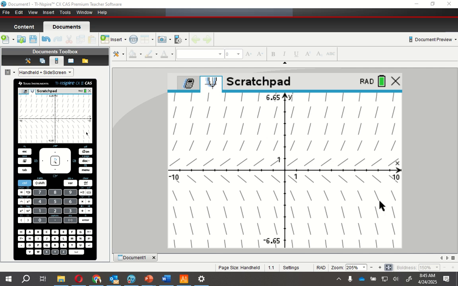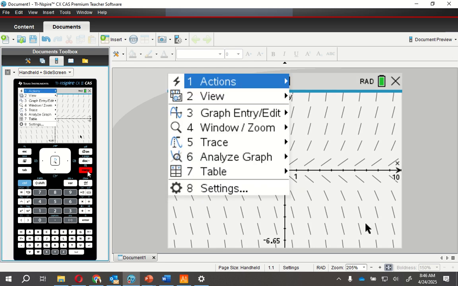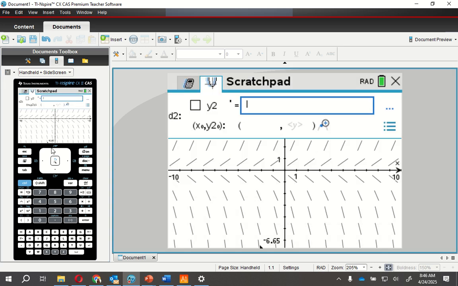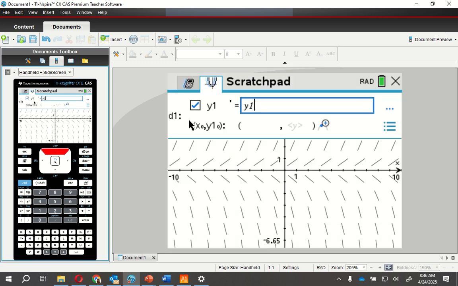Okay, so I screwed up. For those people watching at home, yes, I had to go look at a YouTube video on how to do this. So go back, menu, graph entry, relation, go back up to my first one. I had to change it to say that it's going to be y1. So there we go. All right, so this is going to be the first one.